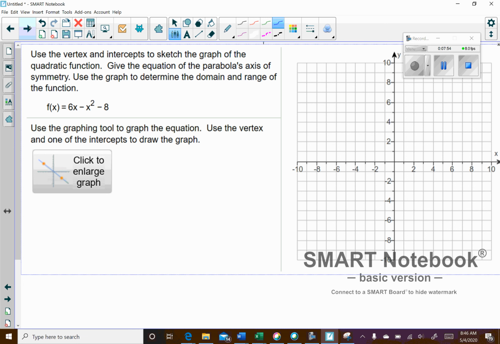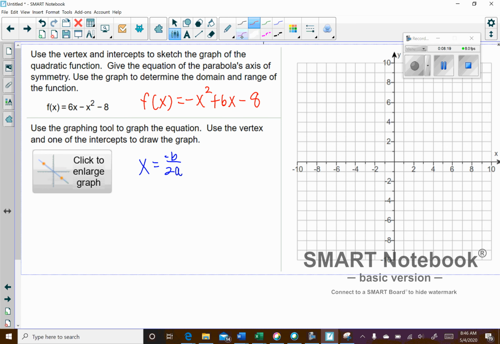What you're going to want to do is reset the order of this. So we're going to look at this as f of x equals, I'm going to put that negative x squared to the front, then plus 6x, and then minus 8. Okay, now to figure out the vertex, you are going to do the same thing. It's going to be negative b divided by 2a.